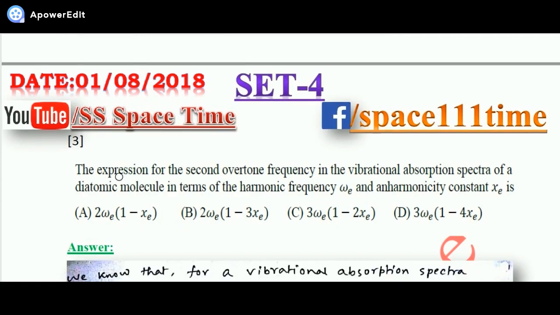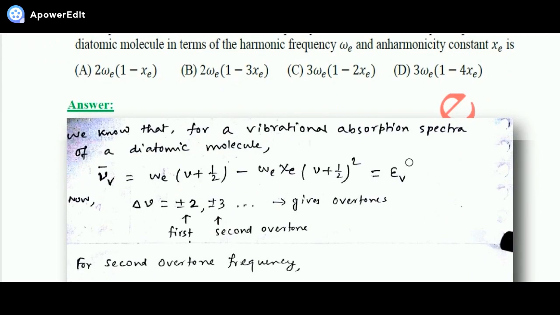The expression for the second overtone frequency in the vibrational absorption spectra of a diatomic molecule, in terms of the harmonic frequency omega e and the anharmonicity constant chi e, is... As you know, for a vibrational absorption spectrum of a diatomic molecule, nu v bar, in terms of frequency, equals omega e into (v plus half) minus omega e chi e into (v plus half) whole square. This is E_v, in terms of centimeter inverse or something like that, not in terms of joule.